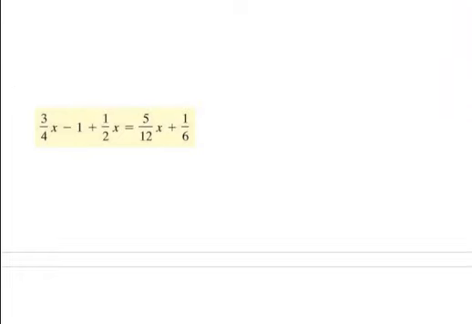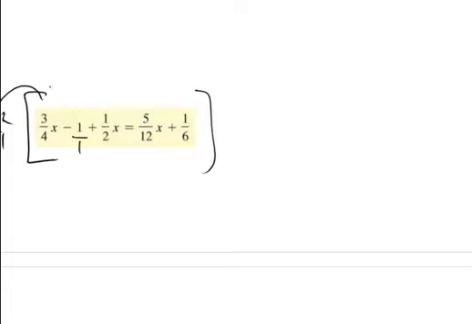All right, so here's our last problem. Again, I want to think of every term as a fraction, so I'm going to think of this 1 here as 1 over 1. And I'm going to notice between 4, 1, 2, 12, and 6, I need to find my common denominator. My common denominator here between those numbers should be 12. So let's go ahead and multiply everything by 12 over 1 and see what we can do.